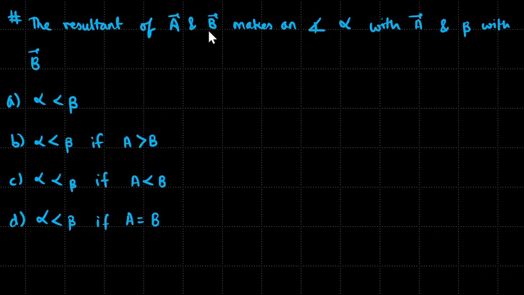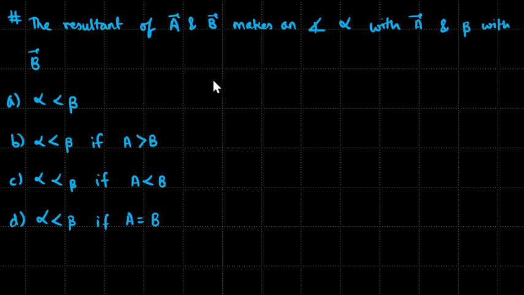And let's go back. The resultant of vector A and B makes an angle alpha with vector A and beta with vector B. So let's just look at how to do this. Is there an angle given between vector A and vector B in this question? No, there is no angle mentioned between vector A and vector B. So since there is no angle mentioned, I can obviously take any angle between vector A and vector B.